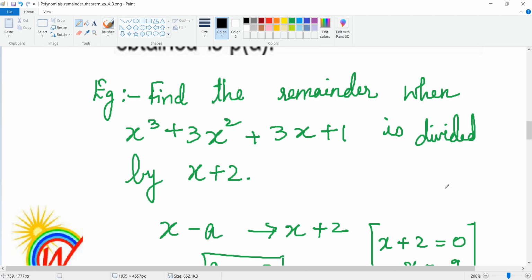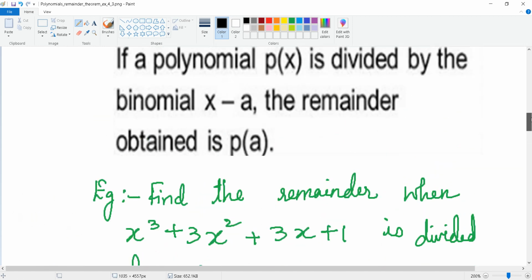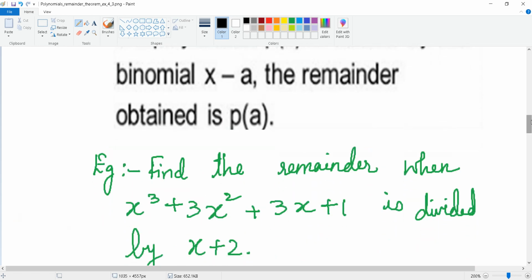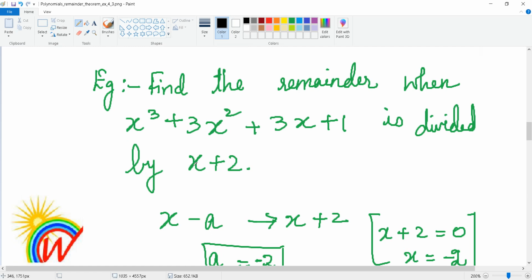So what do I have? I have an x minus a, right? According to the statement, if something is divided by x minus a, so in this case they have given x minus a as x plus 2. So what is there in place of a? In place of a you have minus 2, isn't it?